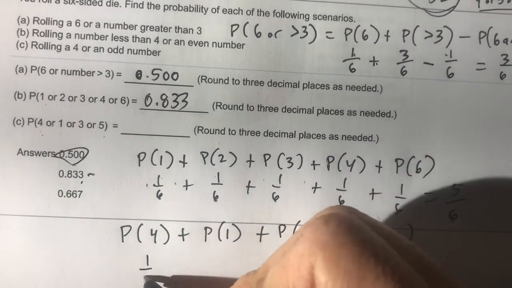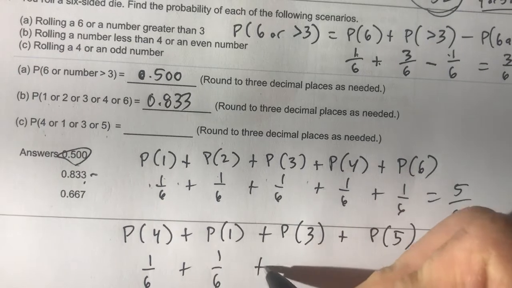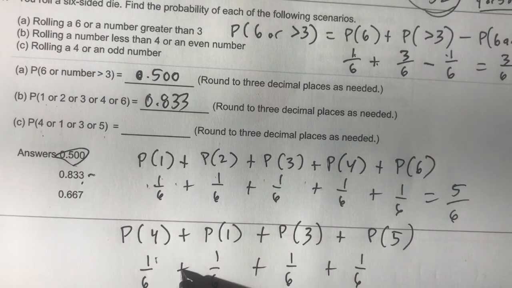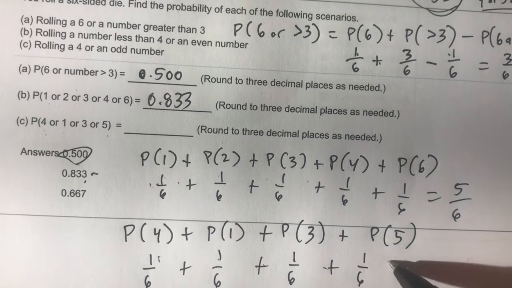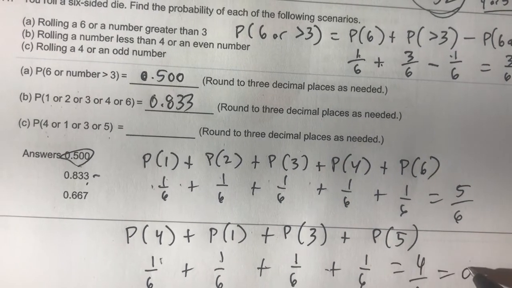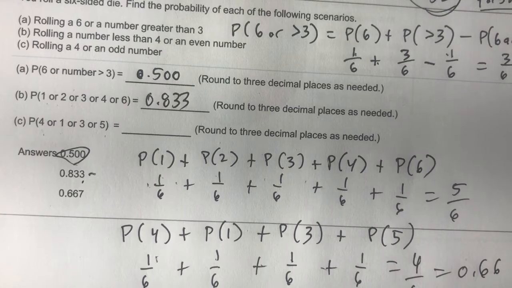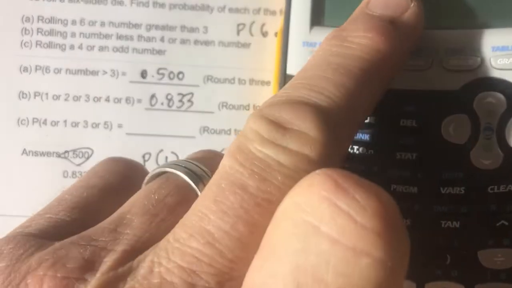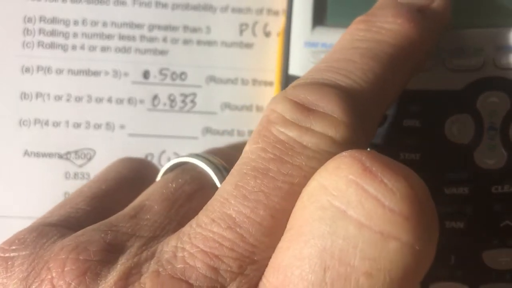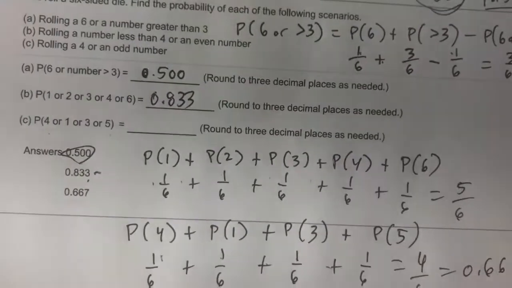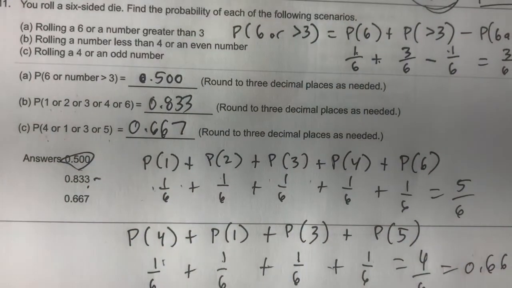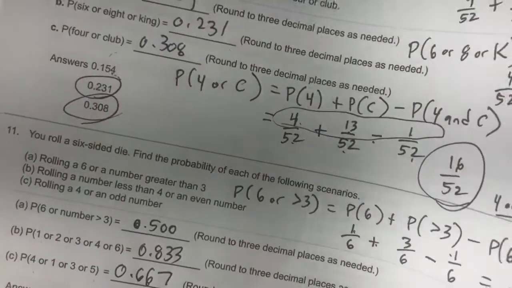So there's 1 four out of 6, there's 1 one out of 6, there's 1 three out of 6, there's 1 five out of 6. So I add those up. 1 plus 1 plus 1 plus 1 is 4. And that's going to be 0.66 repeating. Look here, 4 divided by 6, 0.6. So it's going to be 666, but this 6 makes that 6 go up to a 7. So 0.667.